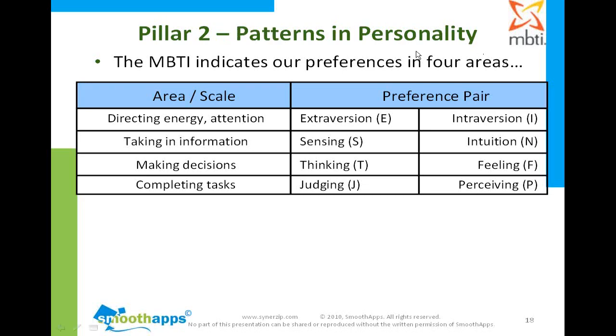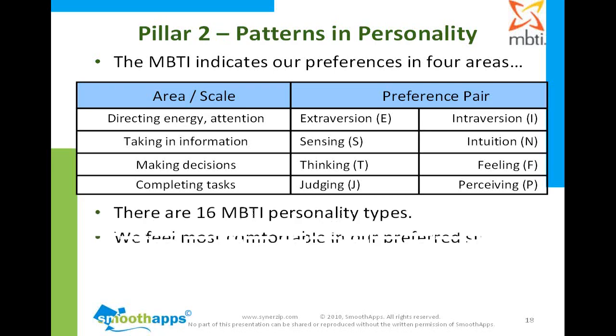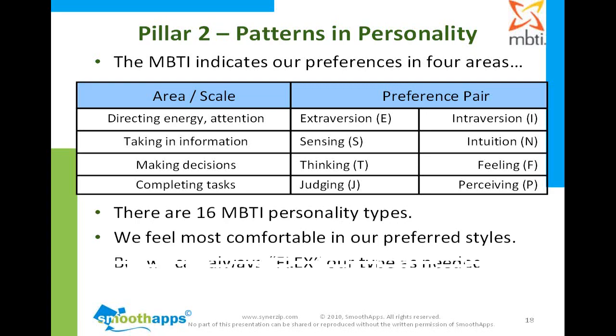So what's going to happen is, if you were to take the Myers-Briggs, it would assign you 1 letter from each of these 4 pairs. So you would get a 4-letter personality type. And the different combinations give us 16 Myers-Briggs personality types. We feel most comfortable when life allows us to operate in our preferred zone. But as we grow and mature, and that's a lifelong process, we start gaining more competence in flexing our type, or being confident even outside of our preferred zone.